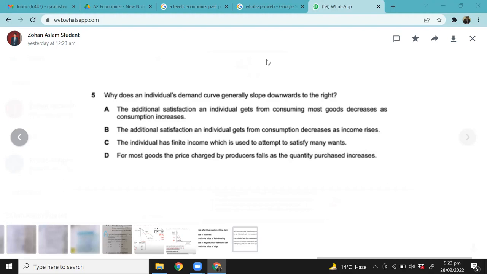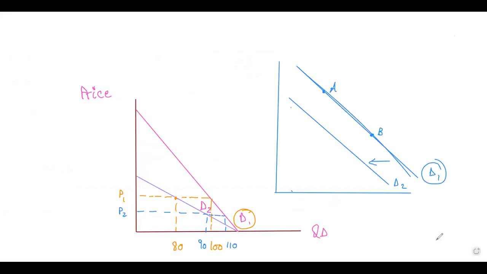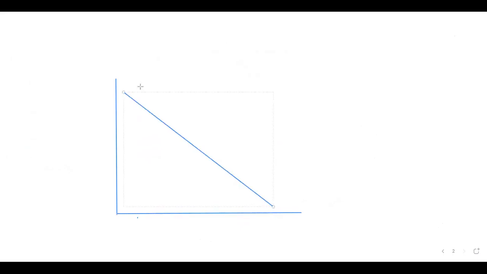Okay, so students, think about this. By the way, we haven't discussed this in class, but I'll explain it to you. This has been moved to the A2 economics syllabus. So now this concept is part of the A2 economics syllabus. The question asks why the demand curve slopes downwards from left to right. Whenever I draw the demand curve, I draw it downward sloping from left to right. So that's what it's simply asking: why is the demand curve downward sloping?